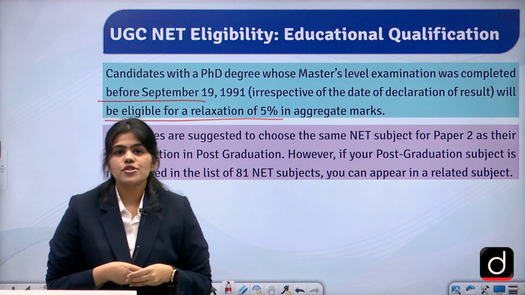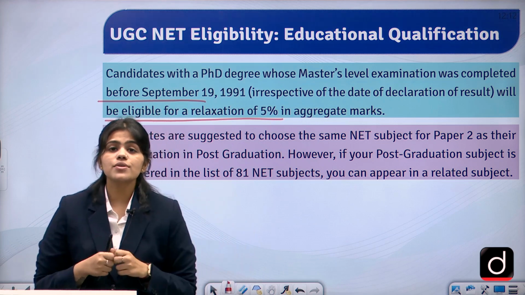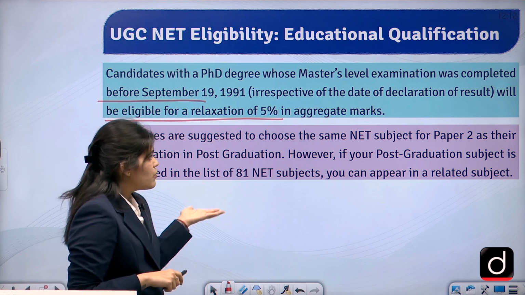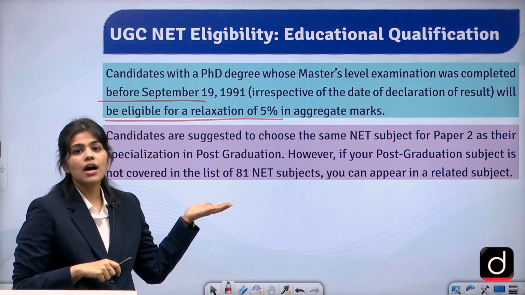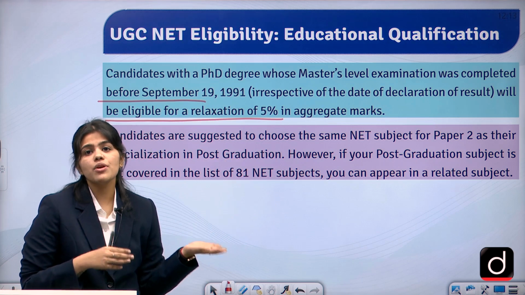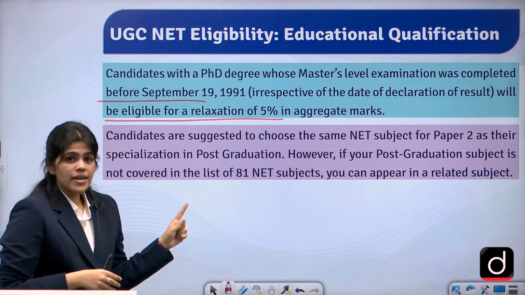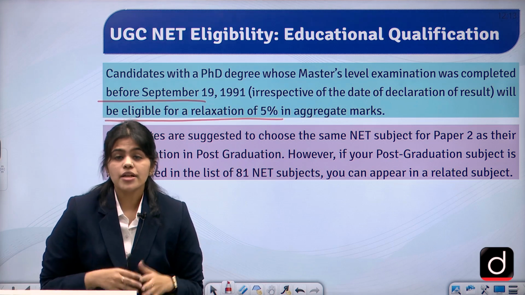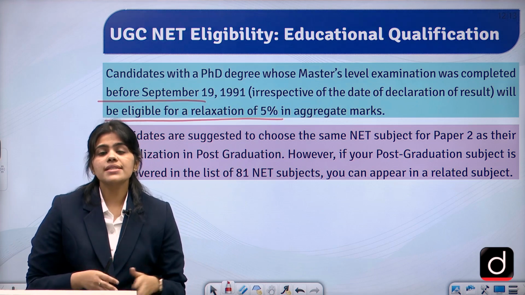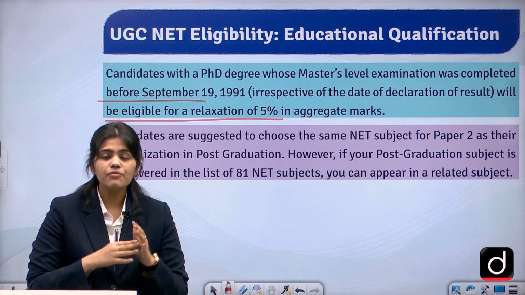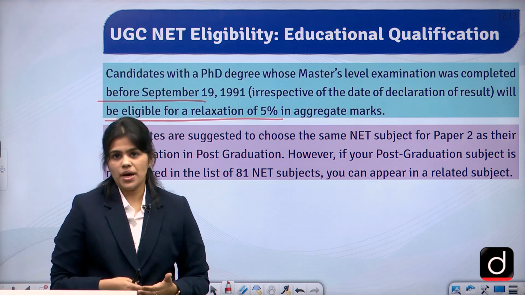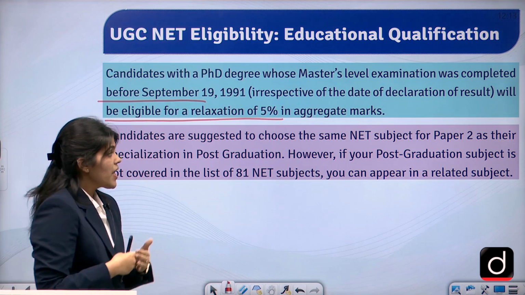So UGC-NET is actually an exam that has two sections, or you can say two papers that are included. So paper 1 and paper 2. What they want is that the subject in which you are giving the paper 2 exam should be the same in which you have done your masters. Paper 1 is an exam that is common for everyone. Common does not mean that you will have the same paper for every subject. Common means that the units that are in paper 1 are the same for everyone, while paper 2 is related to the subject in which you have done your masters. We'll be discussing it further in the video.